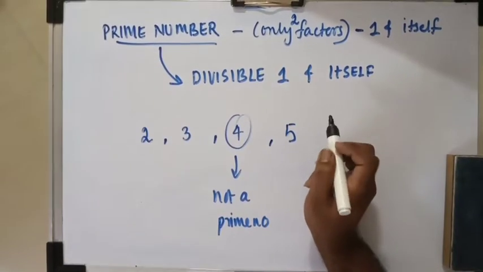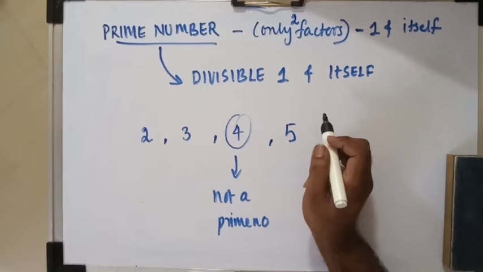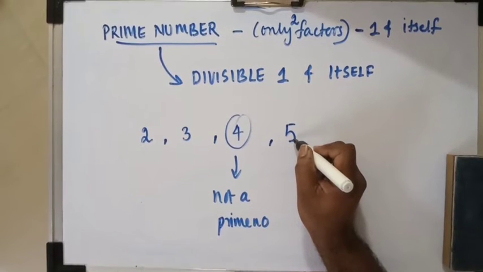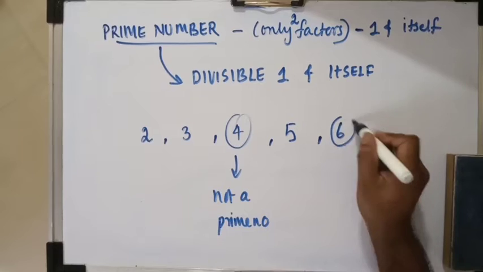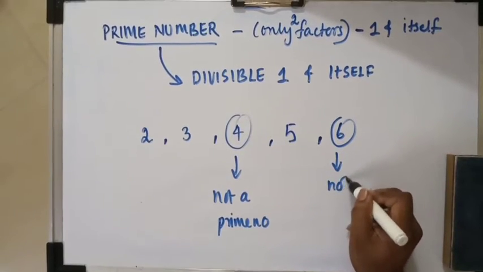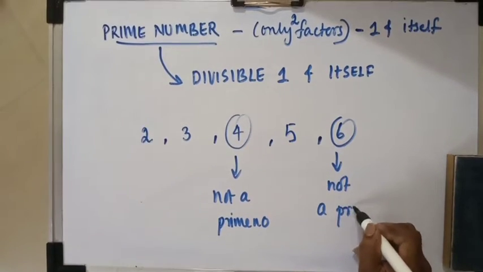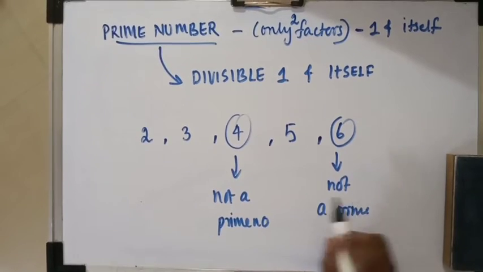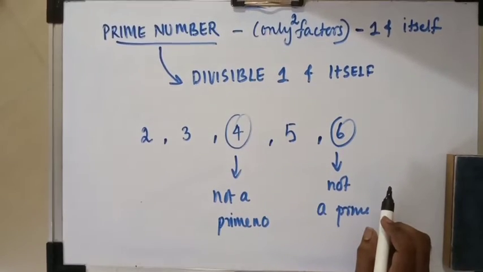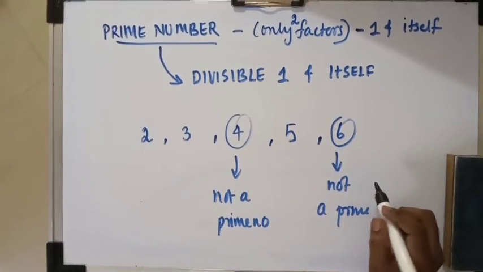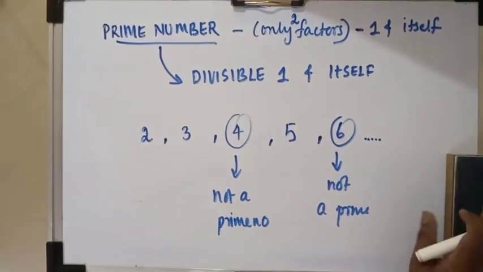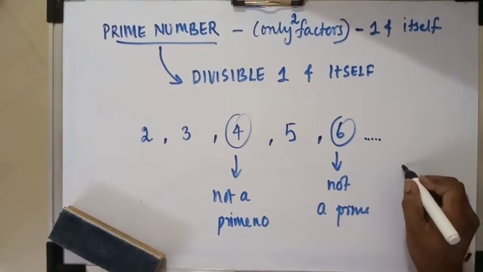Is 5 a prime number? Yes, 5 is a prime number, because 5 goes in the table of 1 and it goes in the table of 5. It cannot be divided by any other number. Is 6 a prime number? No, 6 is not a prime number, because 6 goes in the table of 1, it goes in the table of 2, then it goes in the table of 3 also. So 6 is not a prime number. So children, what you do in your notebook, make a list of prime numbers.